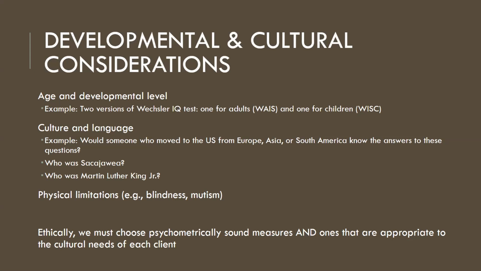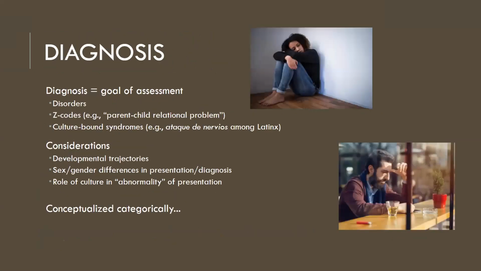We would give them a more auditorily based measure. And we wouldn't give someone who is mute a measure that would require them to respond verbally. We would give them more of a nonverbal assessment. So ethically, we must choose not only psychometrically sound measures that are standardized, reliable, and valid, but also ones that are appropriate to the needs of each client.